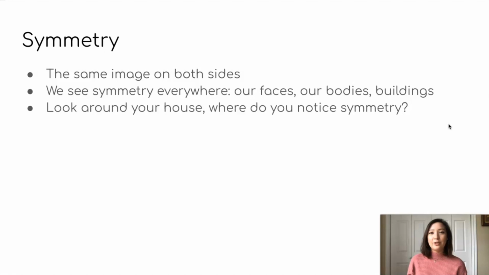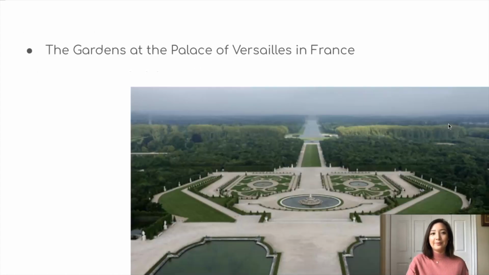So symmetry means the same image on both sides. And we see symmetry everywhere. We see it in our faces, we see it in our bodies, we see it in buildings. So take a look around your house or wherever you are, and where do you notice symmetry? Even in the closet behind me, you can see they're symmetrical.